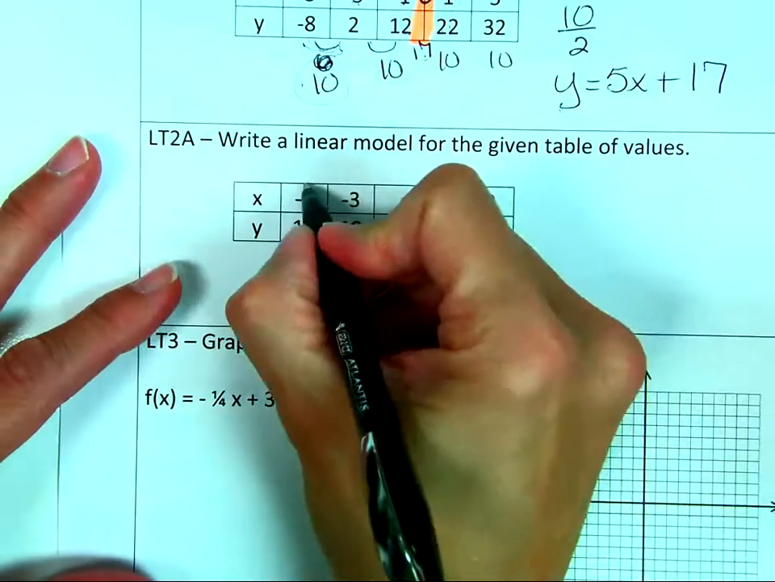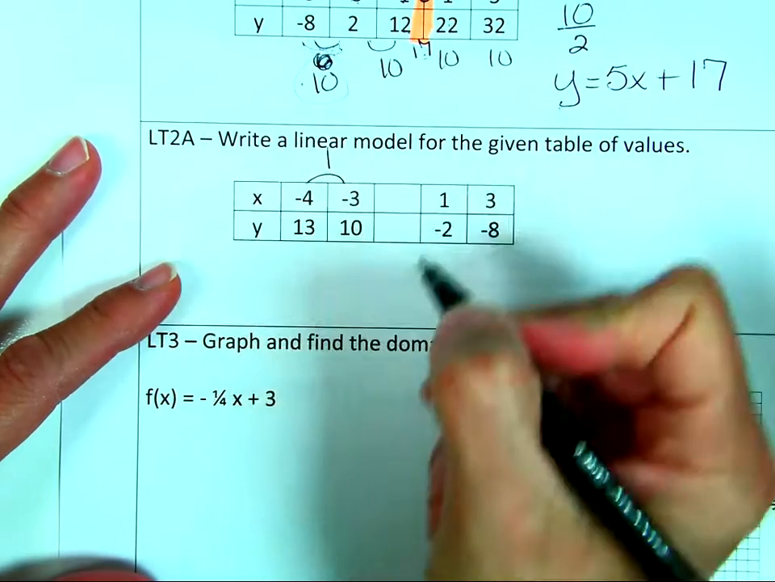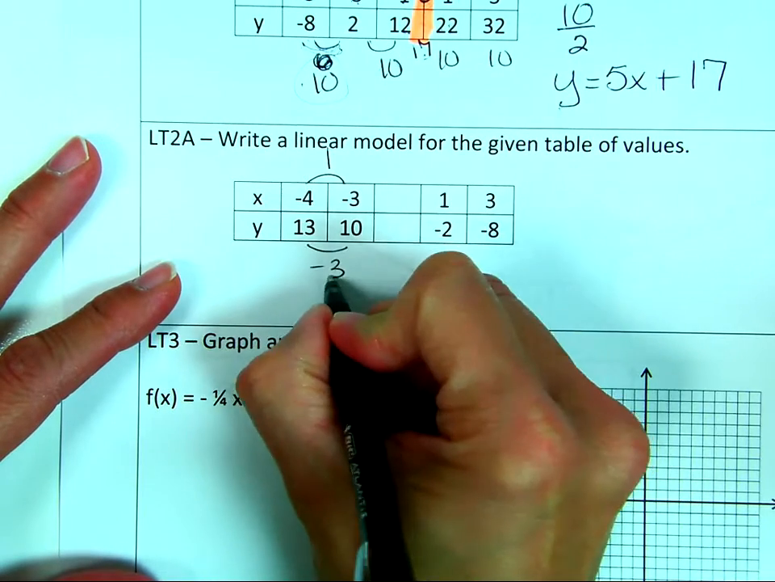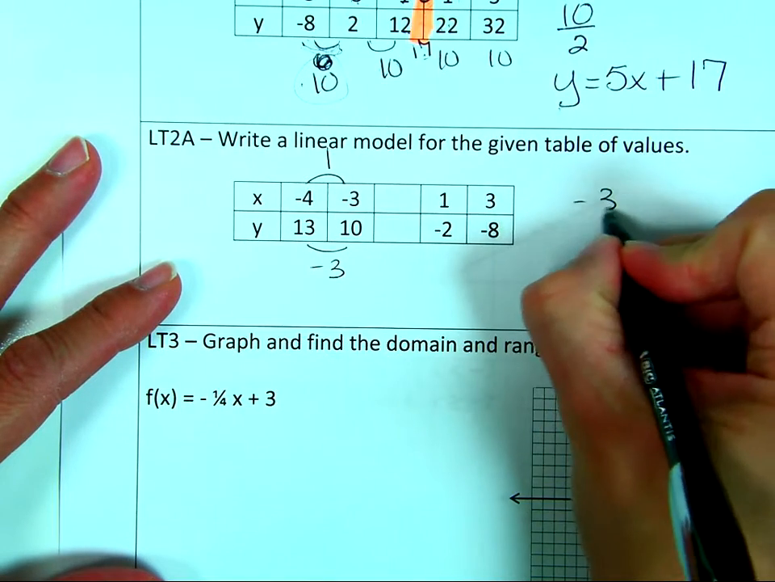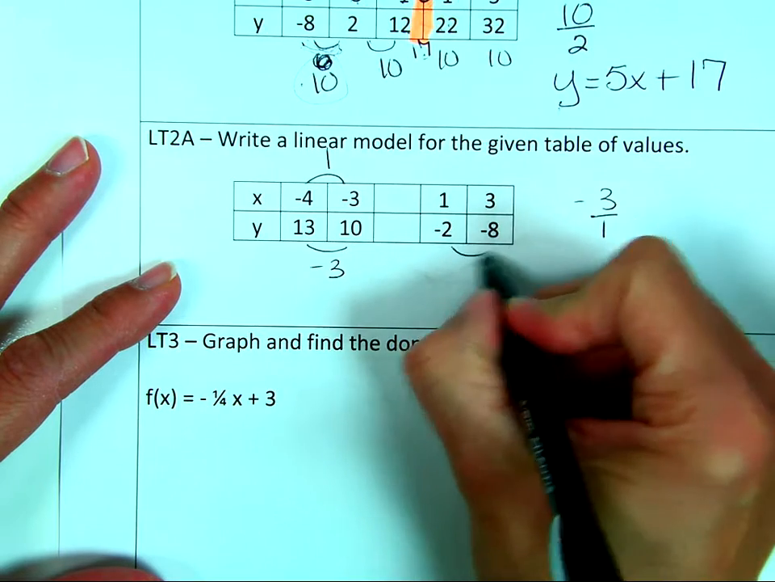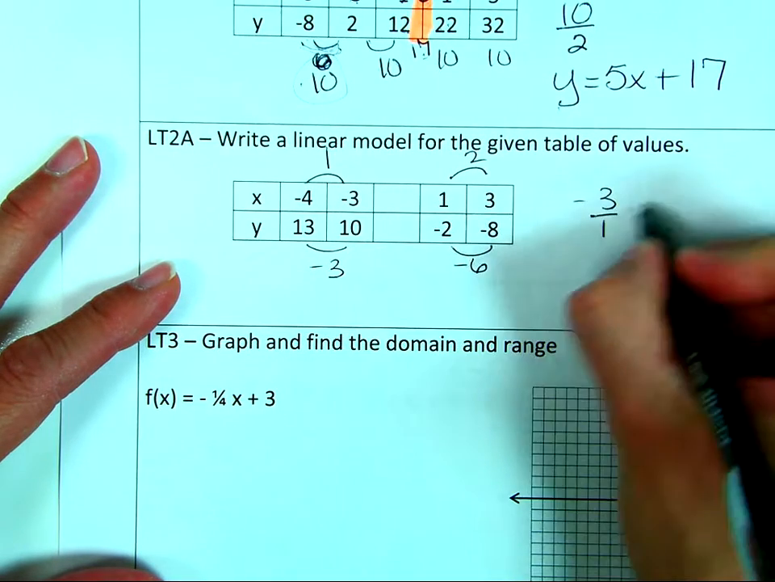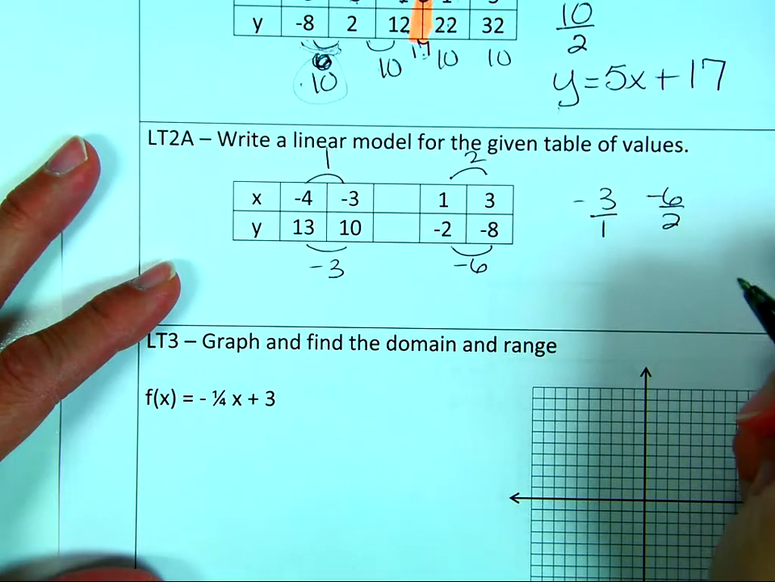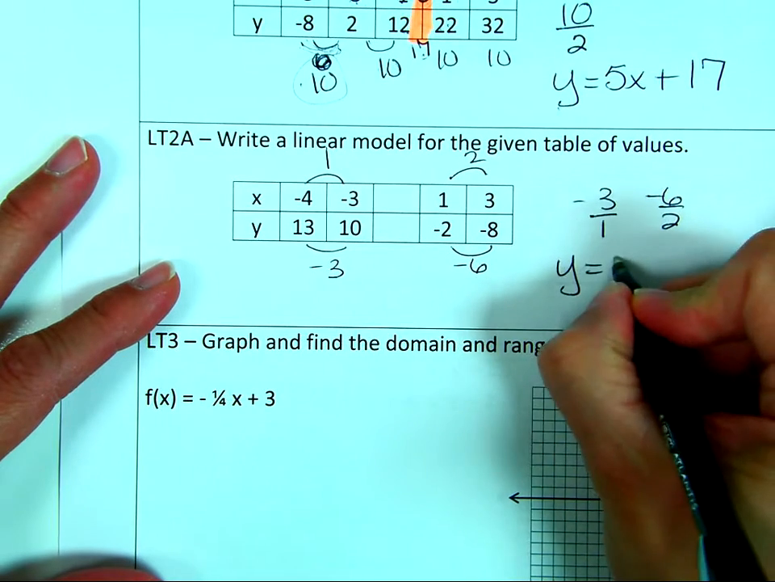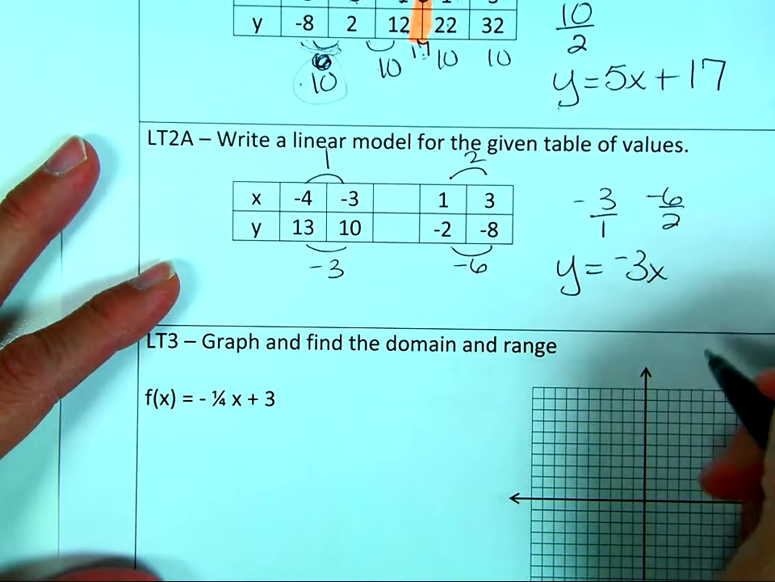So this is 1 apart, right? Up 1. This is down 3. So my slope, I'm thinking, is negative 3 over 1. And then I can always test this too. This is up 2, and this is down 6. And negative 6 over 2 is also negative 3. So I know I have a y equals negative 3x plus something, but I don't know what.